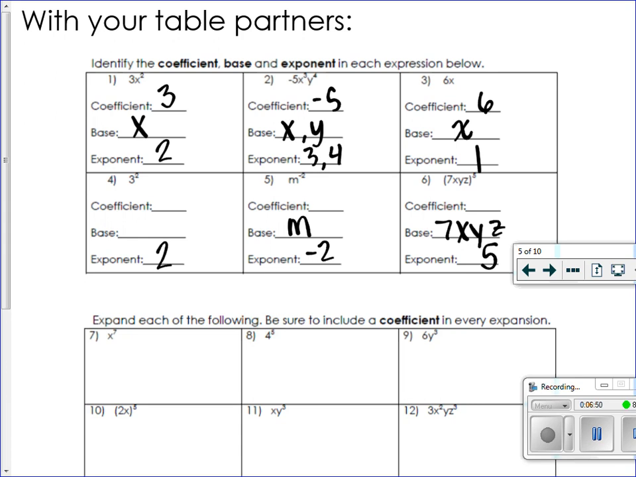It's just like if you ever have a variable like just the letter x. What's always been told to you is in front of x. It's nothing there. A 1. It's the same with the exponent. If you don't see an exponent, it's really just a 1 there.